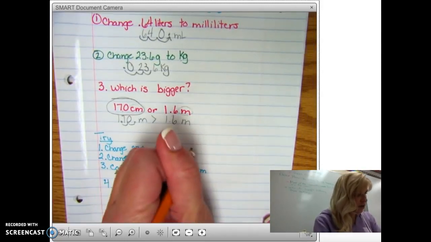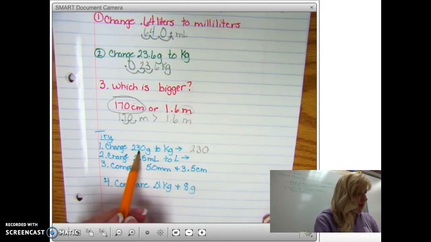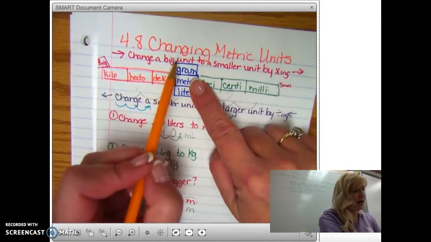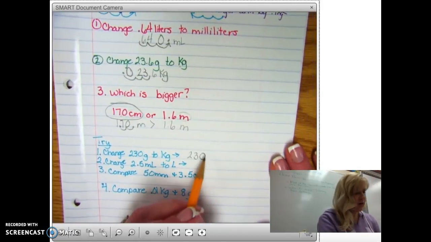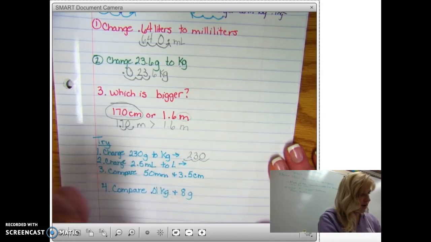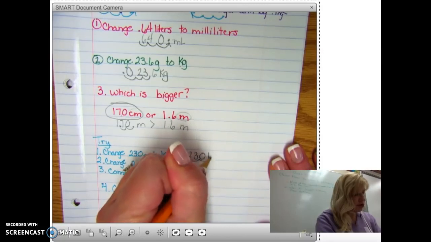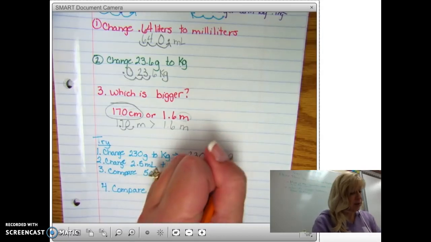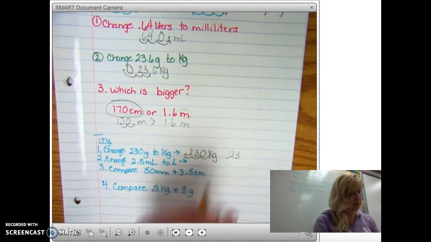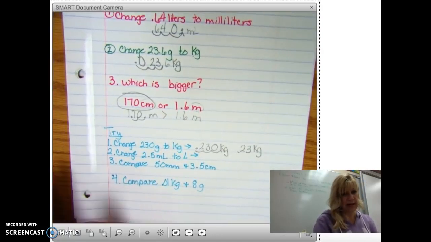So if we are at 230 grams and we're moving to kilograms, so in here I see that it's 1, 2, 3, and I'm going left, then I am going to go 1, 2, 3, and I'm going to remember to label it, or it will be wrong, not just half wrong. 230 grams to kilograms is 230 thousandths, or you could put 0.23 because there is a zero. Both would be correct on a quiz or a test.